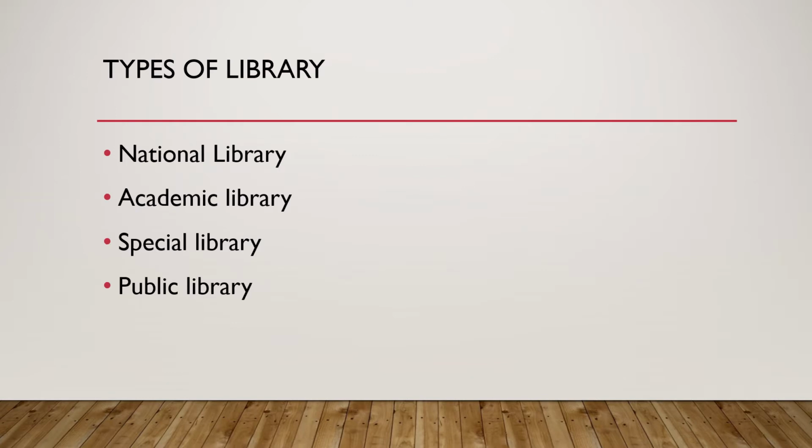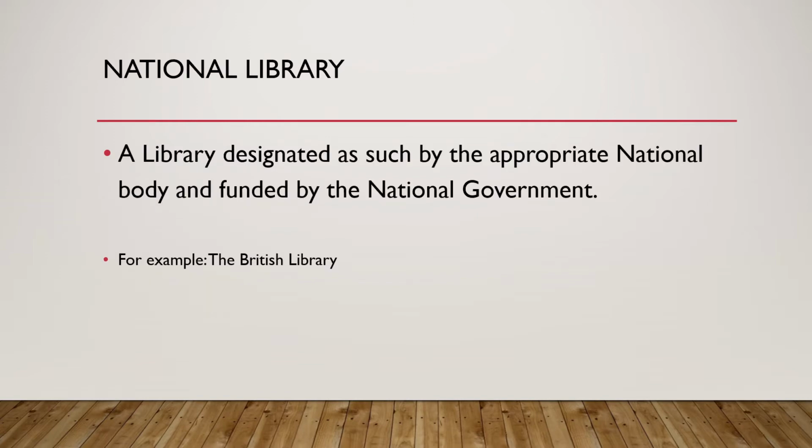We have four types of libraries. We have the national, academic, special, and public libraries. First off, let us discuss national libraries. Now, what is a national library? It is a library designated as such by the appropriate national body and funded by the national government. For example, is the National Library. It aims to serve as a venue to deposit all publications issued in the country.